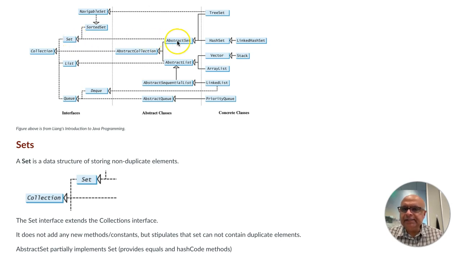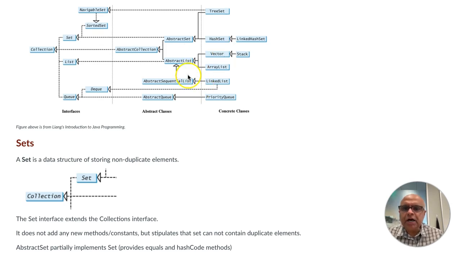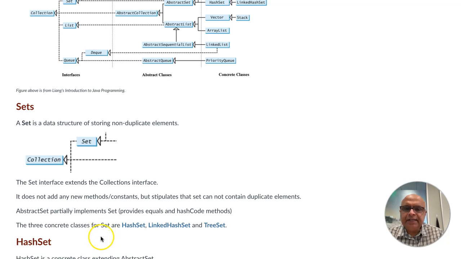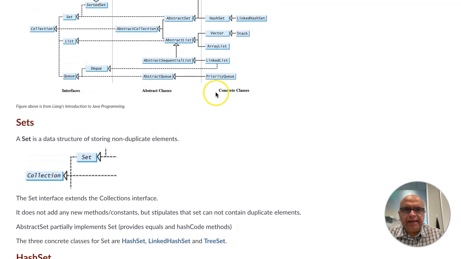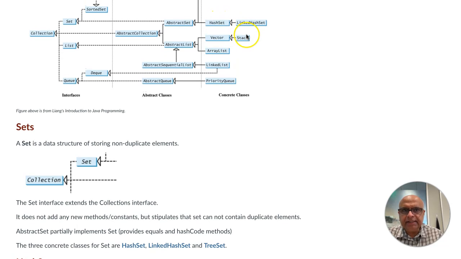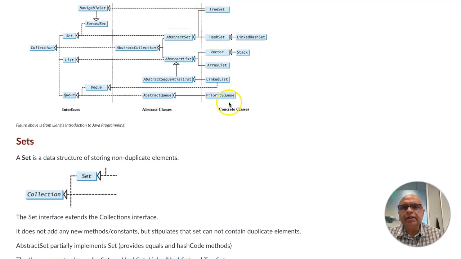So abstract set is the next one over, which is an abstract class that provides a partial implementation of set. It provides equals and hash code methods, right? But doesn't quite complete the set. And then there are three concrete classes for set that are HashSet, LinkedHashSet, and TreeSet. And we'll go over all three of them in this lesson. So let's see where they appear. So there is HashSet, and then there's LinkedHashSet, and then there's a TreeSet up there. Those are the concrete class implementations. So let's start talking about these.